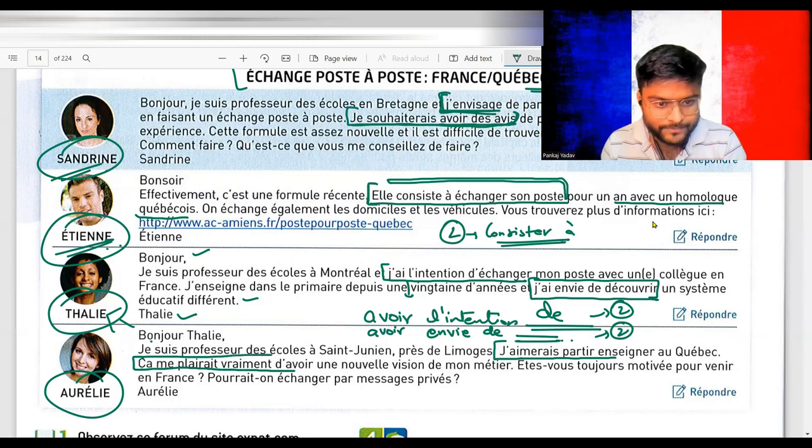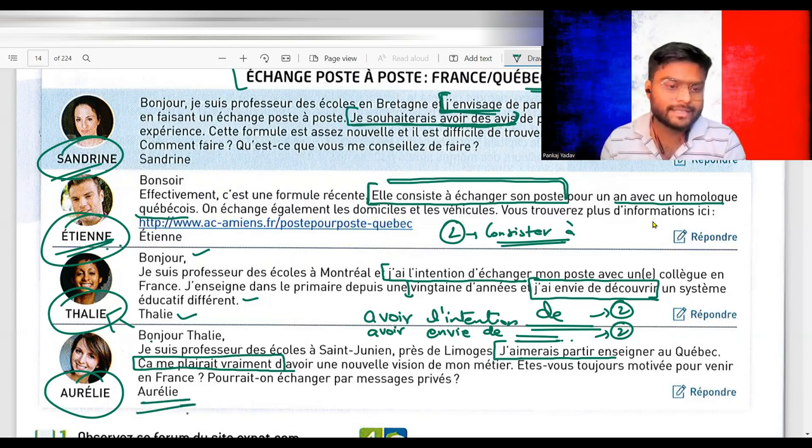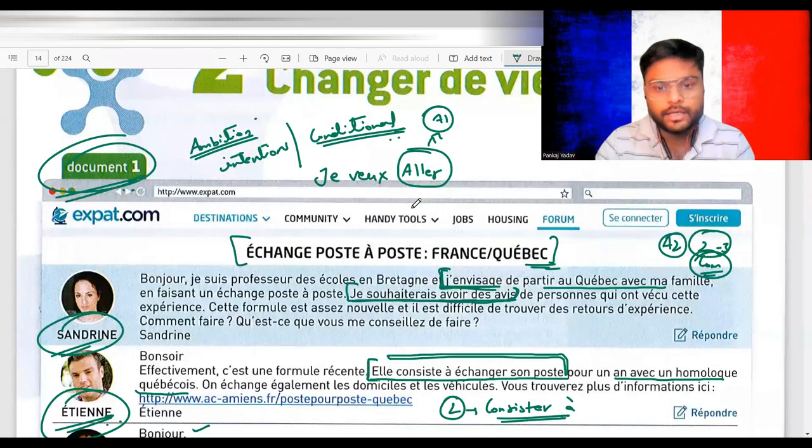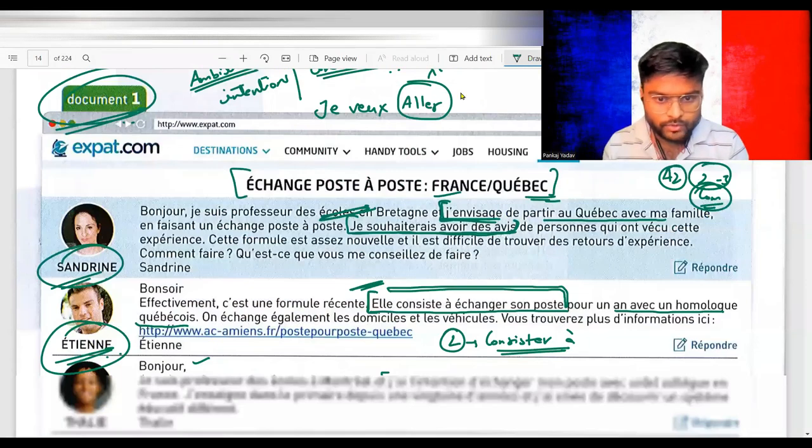Okay. This one is also important. Être toujours motivé pour venir en France. Pourrait-on échanger par message privé? Aurélie.